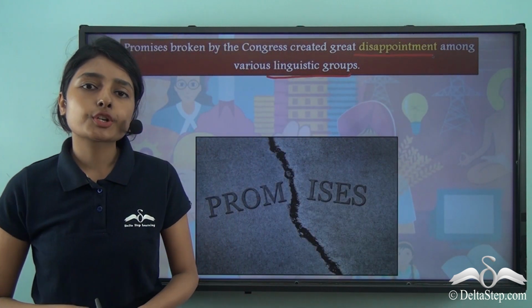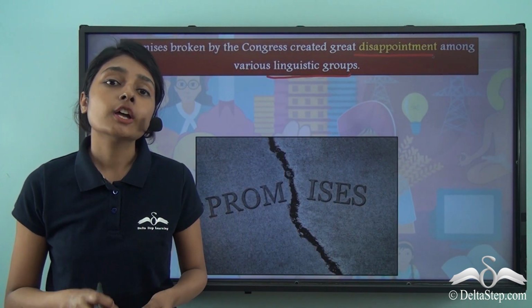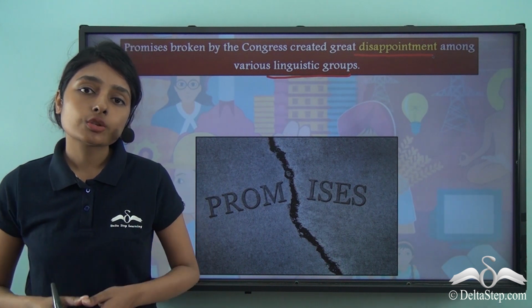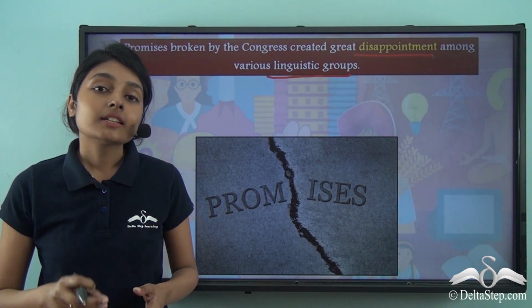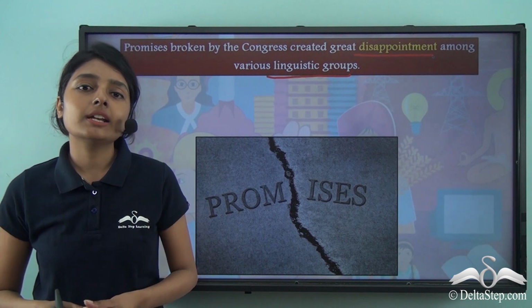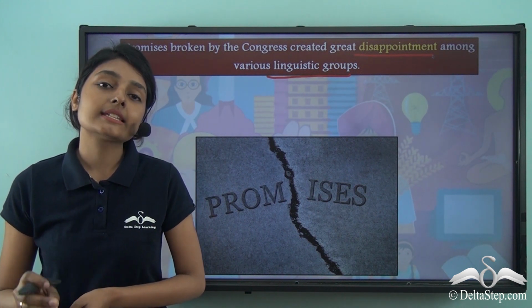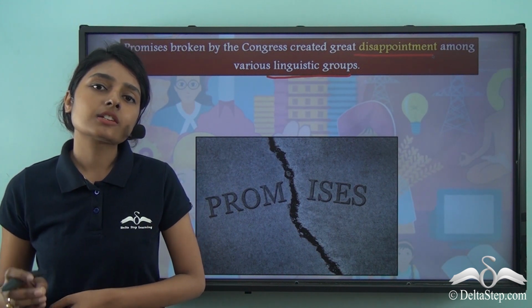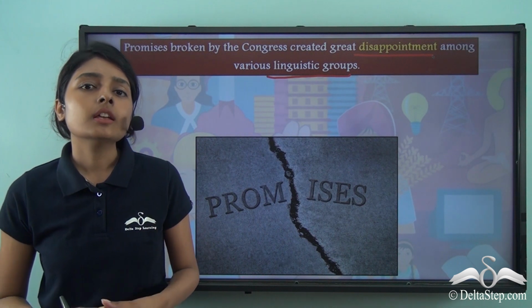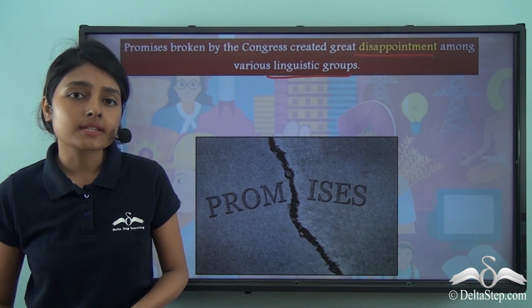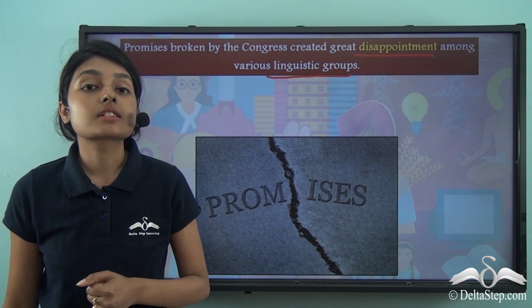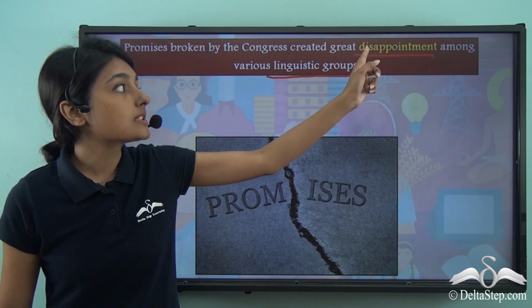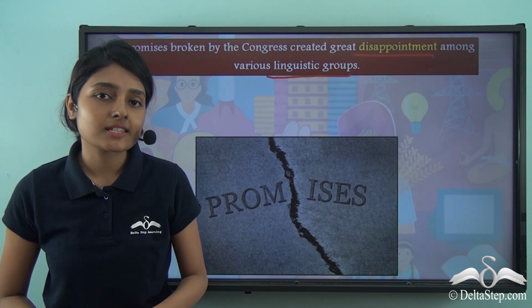These linguistic groups were wanting to have their autonomous territorial units, so that the people speaking a particular language would be able to reside in that territory, in that region. But when the Congress broke its promise, these linguistic groups were filled with disappointment and dissatisfaction.